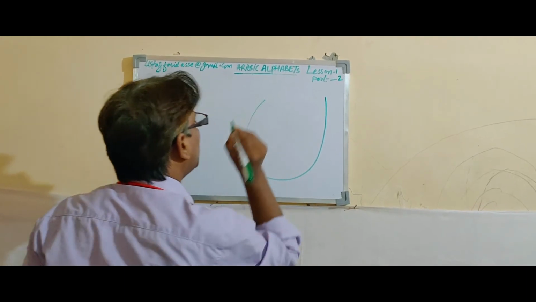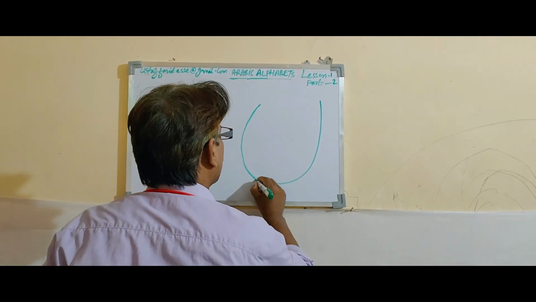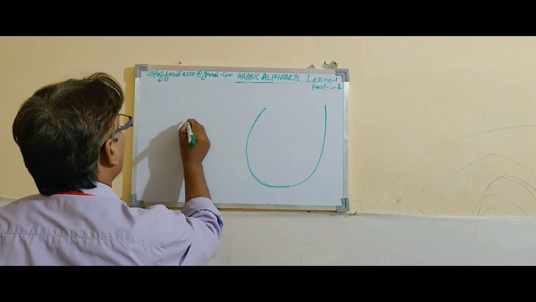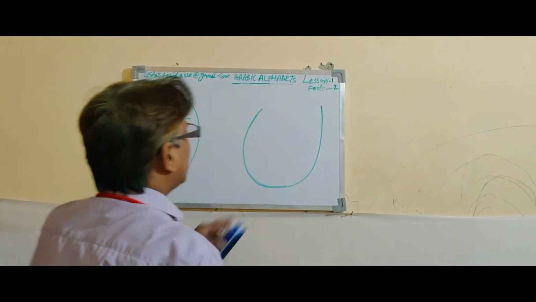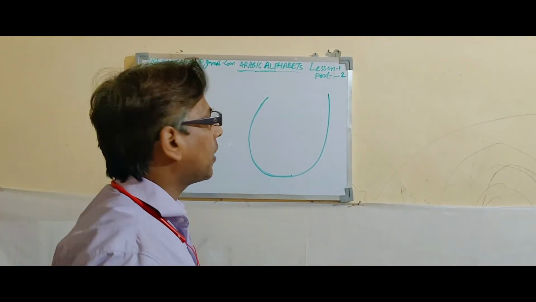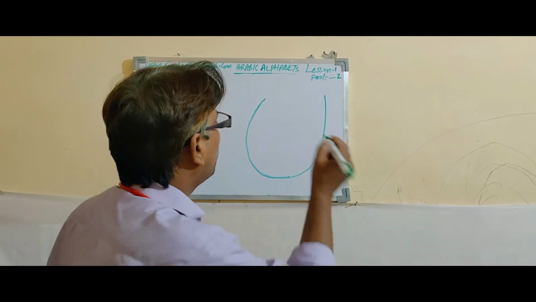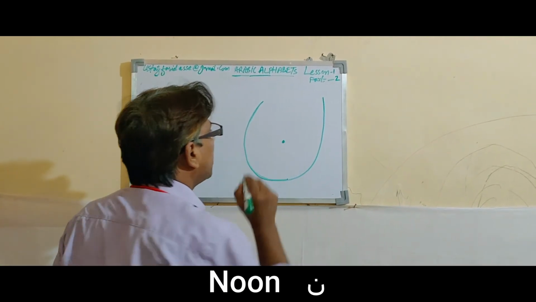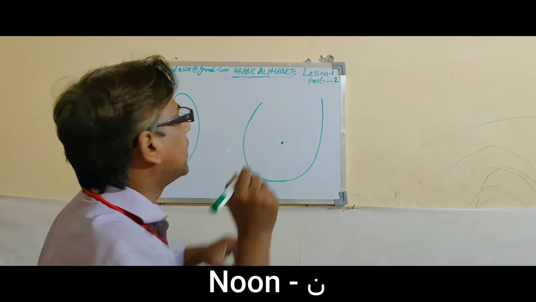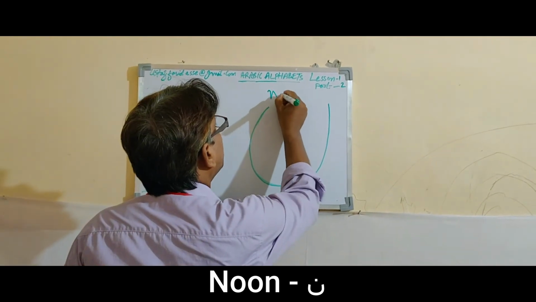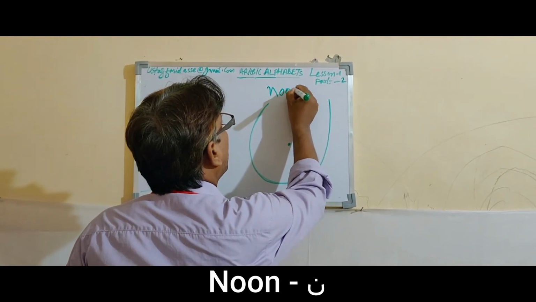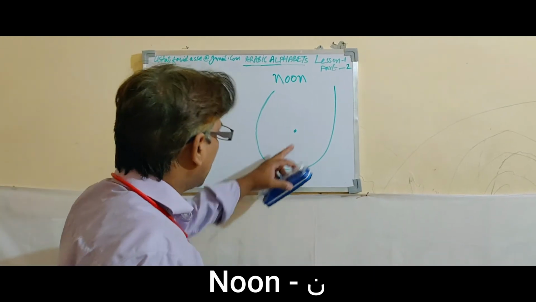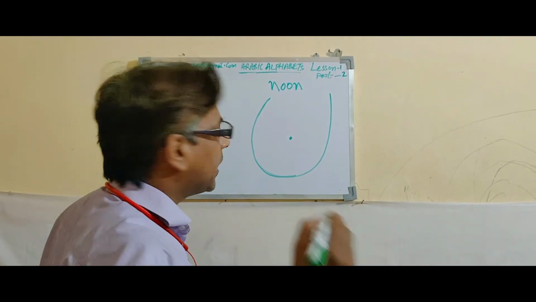Then after Meem, two letters will be written in two different shapes. Now I am making two different shapes. This shape without any diacritical mark is nothing. If you put one dot inside this shape, it will become Noon. Its pronunciation in English is N-O-O-N, Noon. It is a light letter, so it can be pronounced easily.